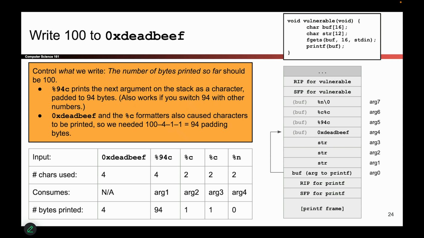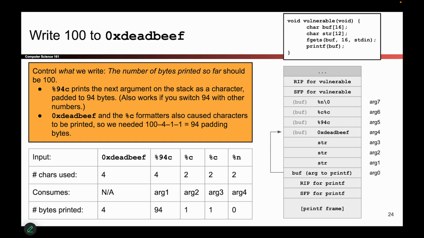The next thing that needs to be true is I need to get that target number into memory, the number 100. And remember, the way that you control the number written into memory, whether it's 100 or 50 or 200, is by controlling the number of bytes printed so far. Because what does %n do? It writes the number of bytes printed so far into memory. So specifically, I need it so that by the time this %n occurs, 100 bytes have been printed in total.